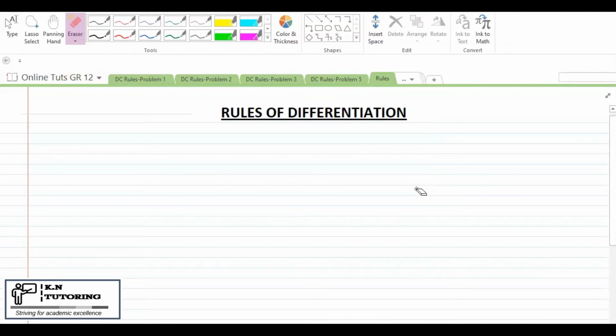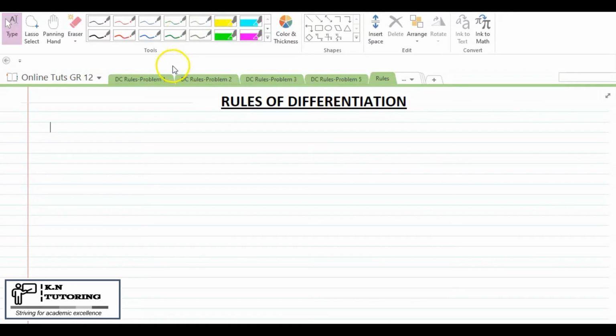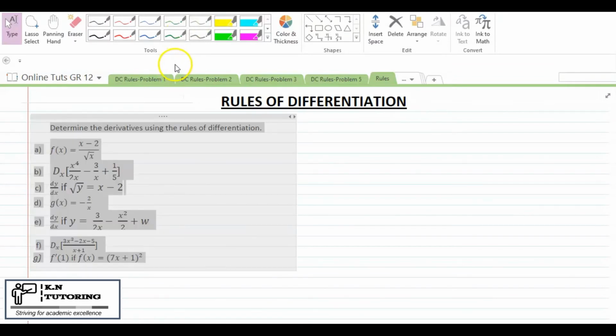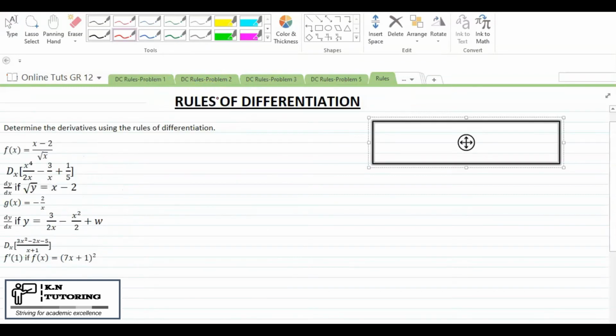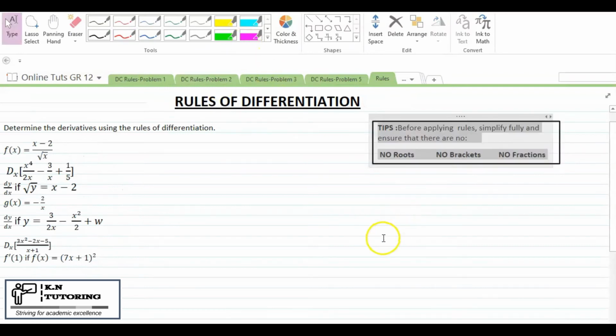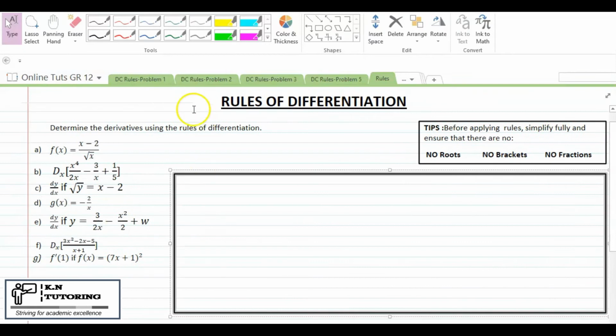So I took 7 problems from previous exam papers, and from those 7 problems, when I do them, I will give you tips on how to use these rules of differentiation, because you don't just get a question and then just apply the rules. There are certain things that you need to do first before you can start applying your rules of differentiation. Okay, so the problems are as follows, and as I already said, I will give you a couple of tips, and here is where I'm going to do my problems.